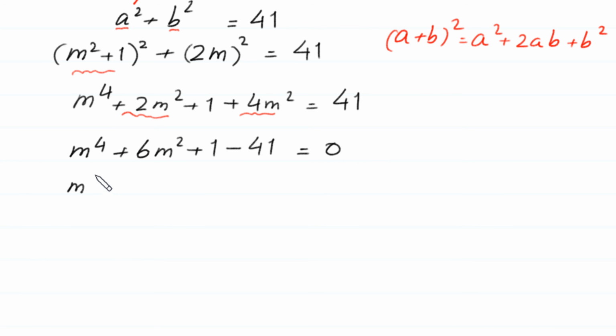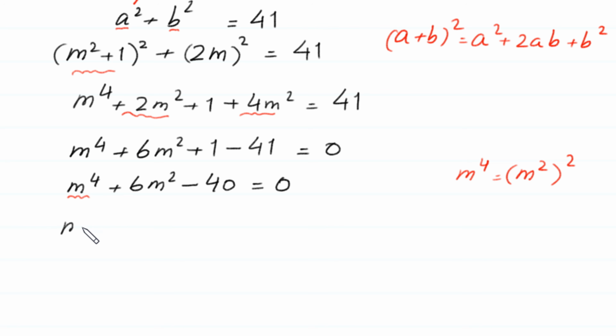Next, m to the power 4 plus 6m squared, and this plus 1 minus 41 is minus 40, is equal to 0. Now we can write this m to the power 4 as (m squared) whole squared, plus 6m squared minus 40 is equal to 0.